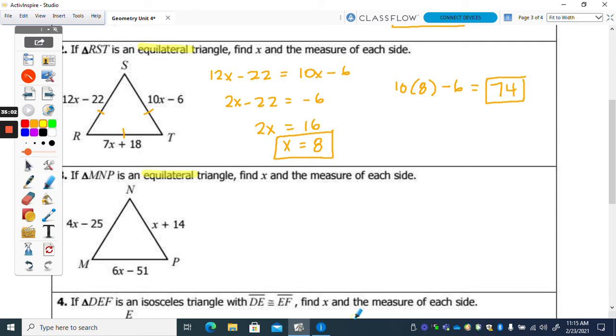Are you doing number 3, Alex? Is your name Alex? Yes.